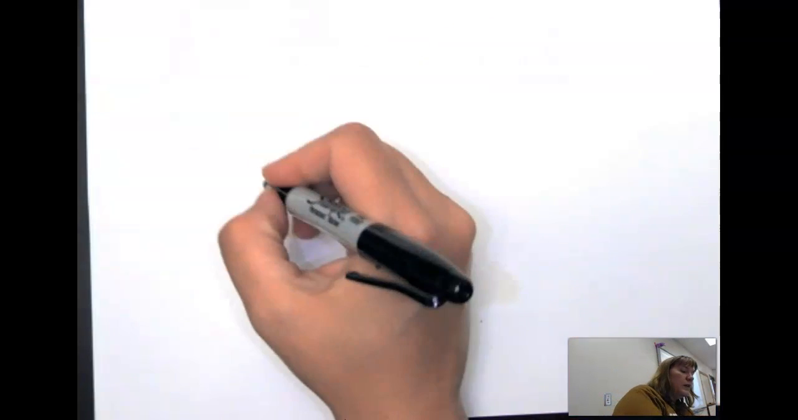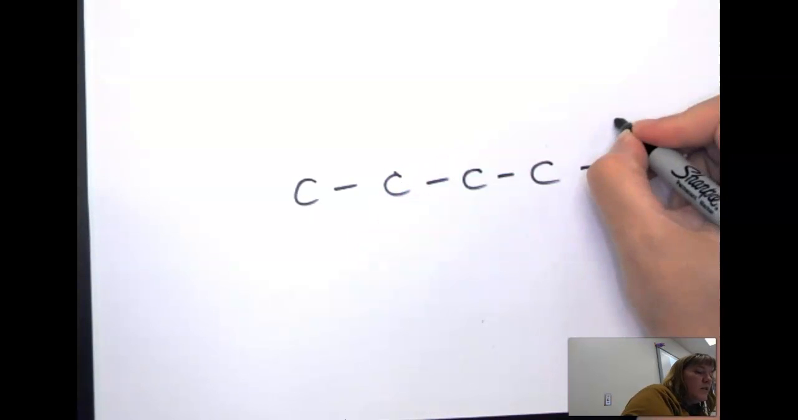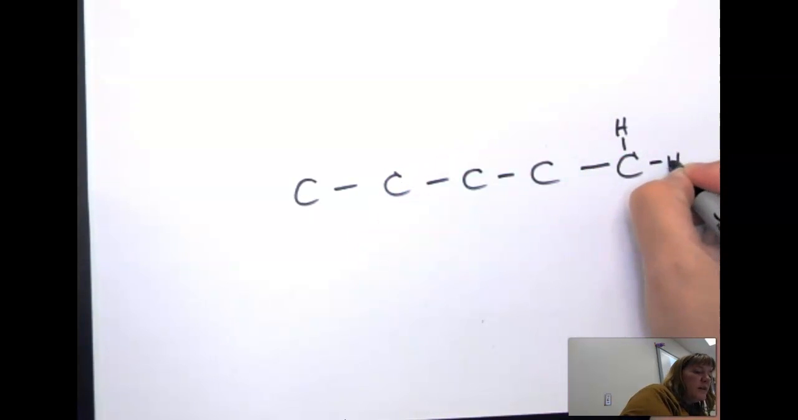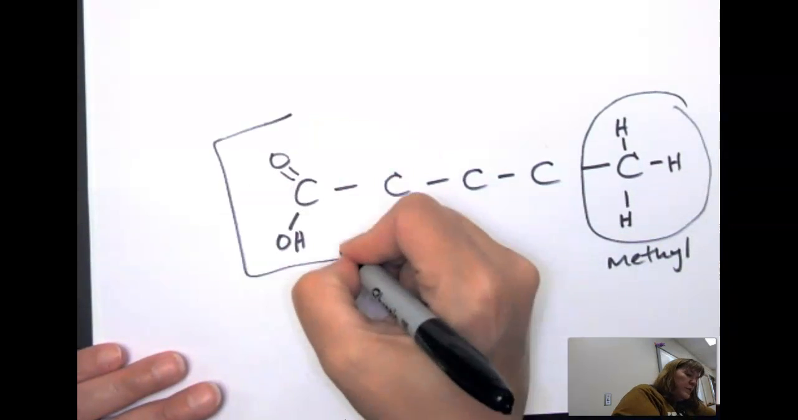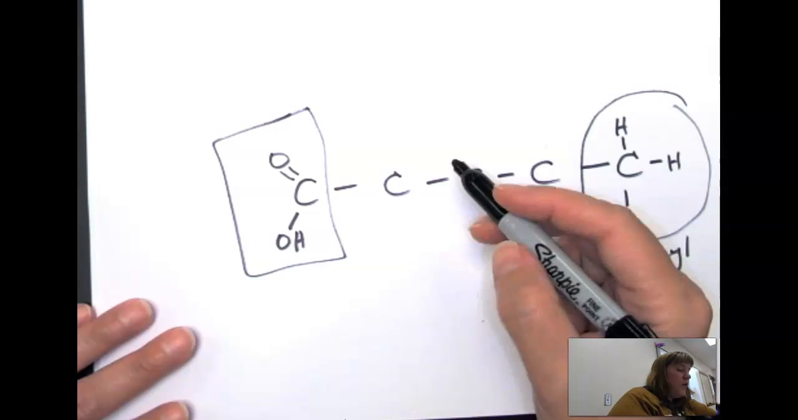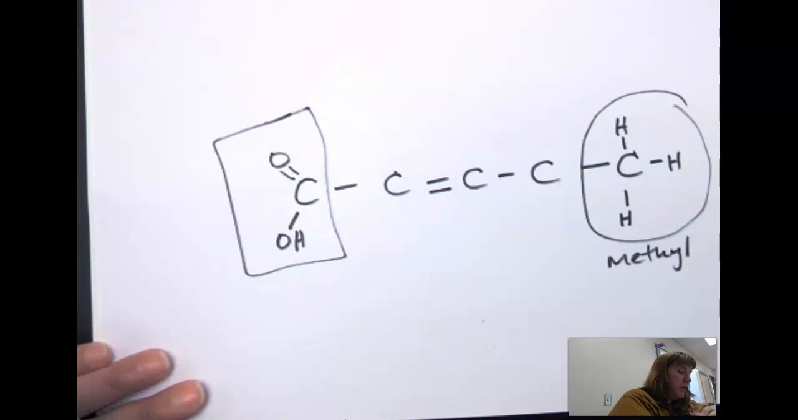Okay, so we're going to draw another carbon chain, and we're still going to call it a fat. So we're still going to have this classic methyl and carboxyl group. Those are the same. But now I'm going to put a double bond in. I didn't make my carbon chain very long, but that's kind of irrelevant.